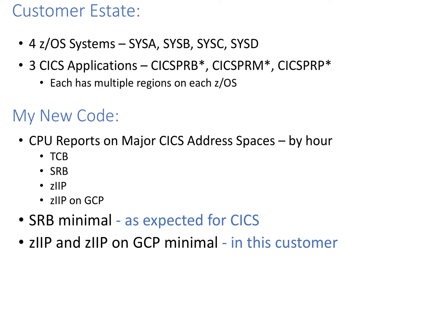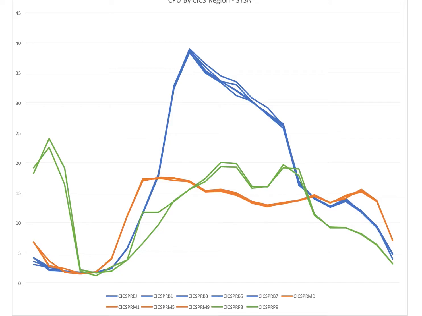So using the same code as I mentioned in Screencast 5, I'm looking at CPU for the major address spaces in this group, in this case CICS address spaces, by time of day. To go to the bottom of the slide, SRB time is minimal as you'd expect for CICS, and here for this particular customer both zIIP and zIIP-on-general-purpose-engine CPU time is minimal as well.